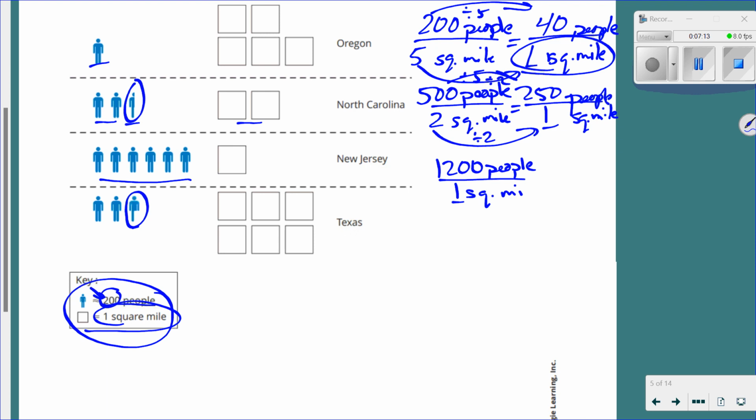Texas is the most difficult of all of them because we have 2 people, that's 400. That's 3/4 of a person. That makes it 175. So that gives me a total of 575 people. And there are 6 square miles. Yeah, it would be 150. Because 200 divided by... Oh, you're right. Thank you. Good job.